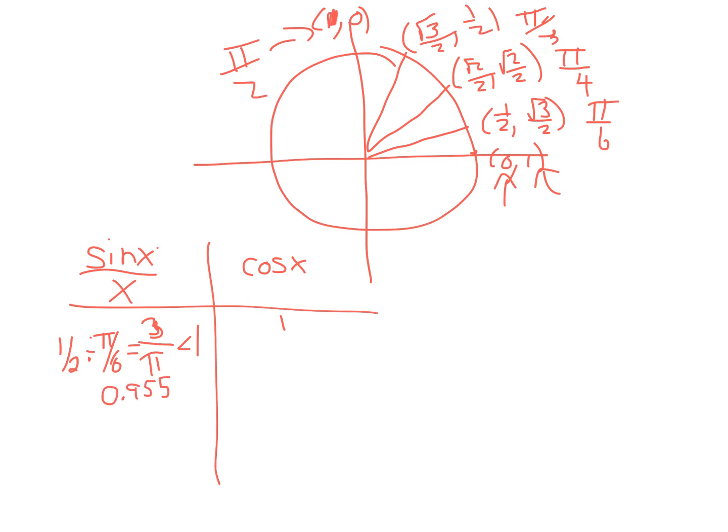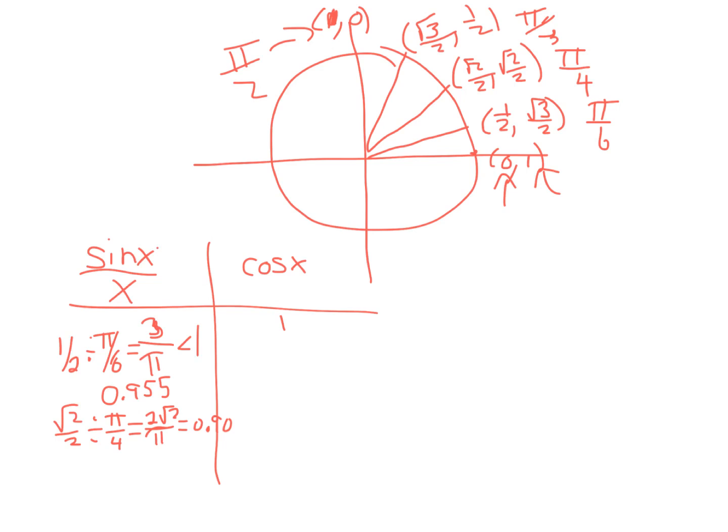So if I keep going with that, then the next value for sine that I have in my chart is root 2 over 2, and I would divide that by the angle, which is pi over 4. That's going to end up giving me 2 root 2 over pi, and that's equal to 0.90 something, which is also less than 1.